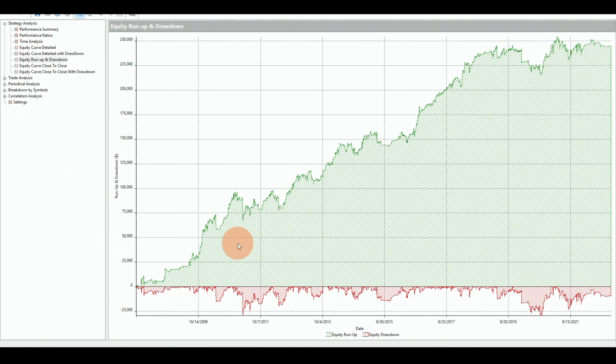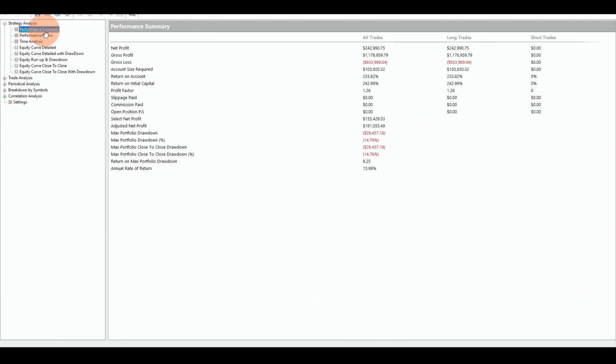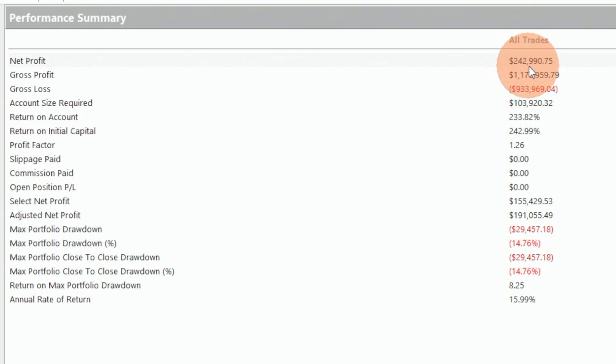And this is the portfolio. So it's sloping up very nicely. We are just plateauing recently. And let's look at the performance. We're making $242,000 with only $30,000 in a drawdown.